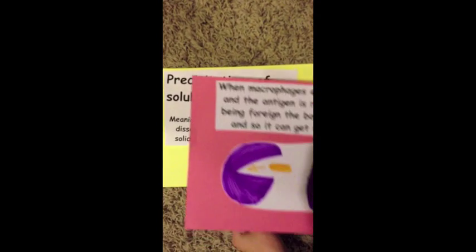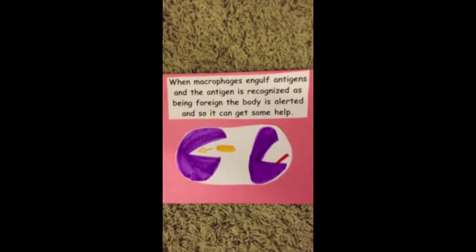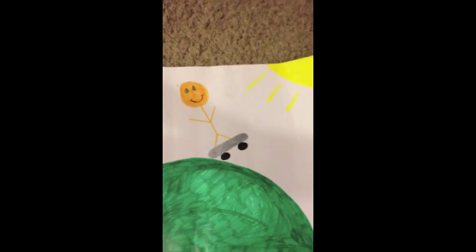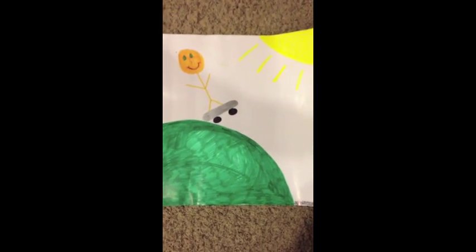When macrophages engulf antigens and the antigen is recognized as being foreign, the body is alerted so it can get some more help. With all these elements, your body will fight off the bacteria that entered when you fell so that you can get back out and try again.